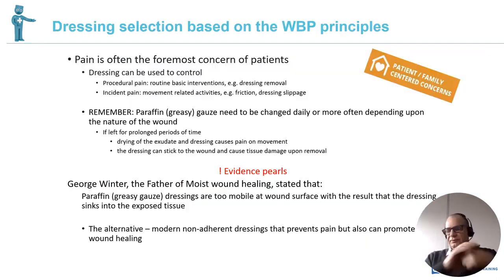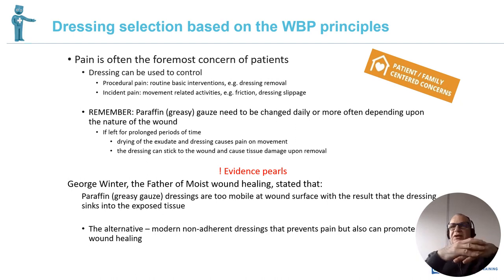So if we look at dressing selection according to the paradigm, what are we doing? The first one is the patient-centered concern. So one of the first things is remember that if you're healing the wound quicker, it obviously will make everybody happier. So you are treating everybody in the best way. You are producing healing outcomes.